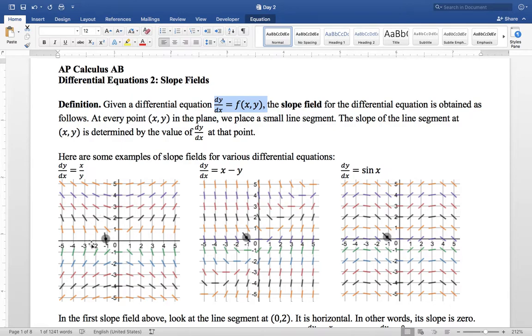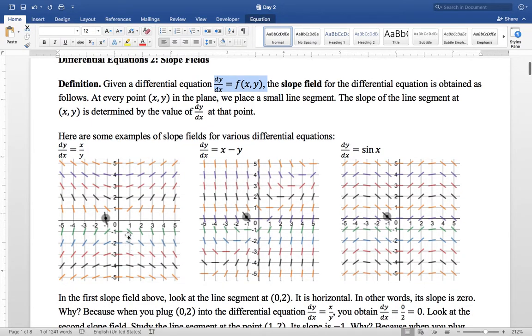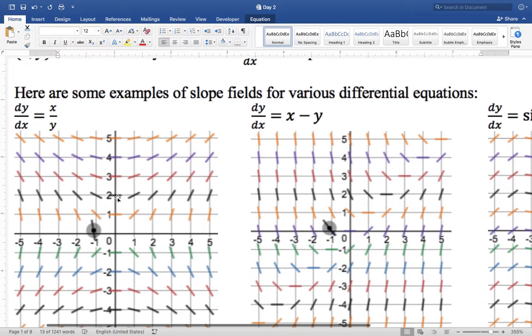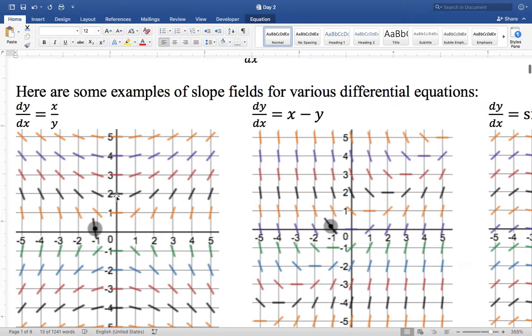So let's look at the first slope field here. What I want you to do is take a look at the line segment at the point (0, 2). That would be this point right here. Now you should notice that the slope of this line segment is 0 because it's flat, it's horizontal.